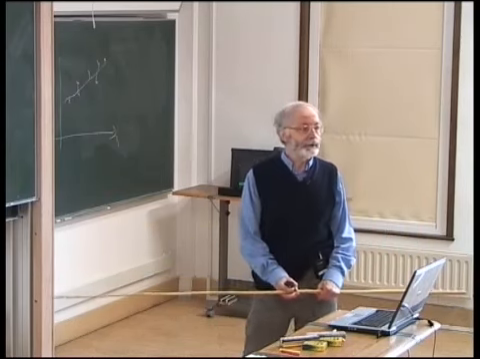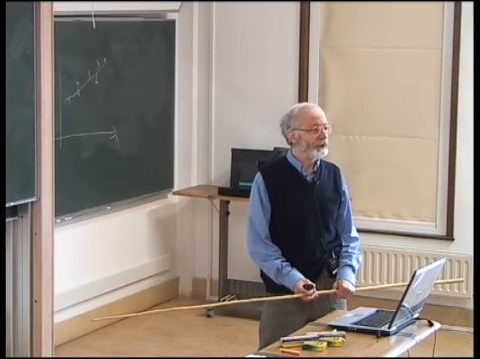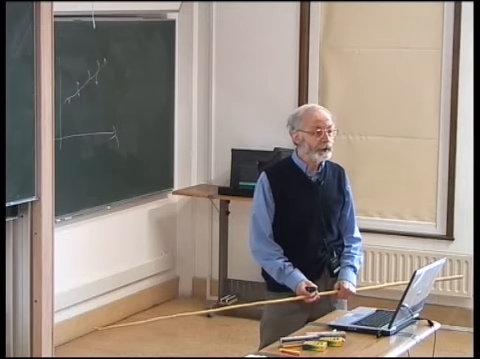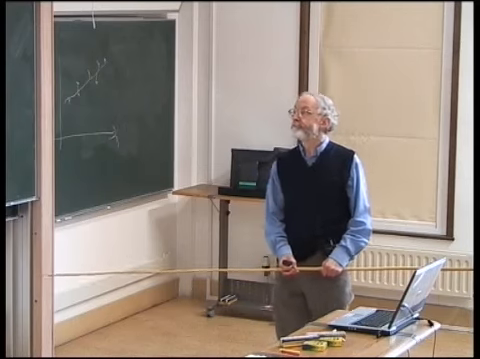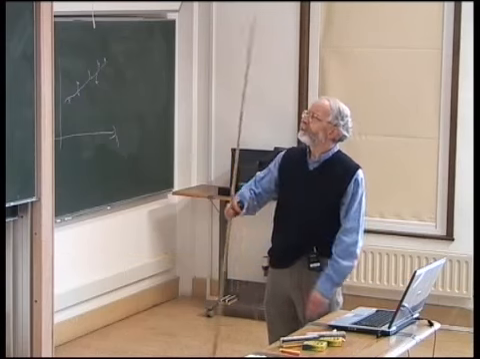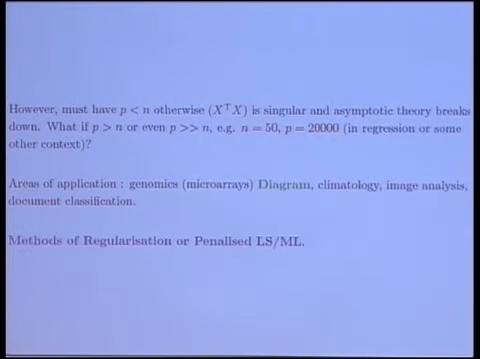And that's, if you like, one of the basic aims of our program, to worry about that sort of scenario, because it's becoming a very common one in real applications. So here are 2 or 3 applications: microarrays, climatology, image analysis, where you've got images with 1 million pixels. In a sense, each pixel could be thought of as being an explanatory variable. Using textual analysis to classify documents.